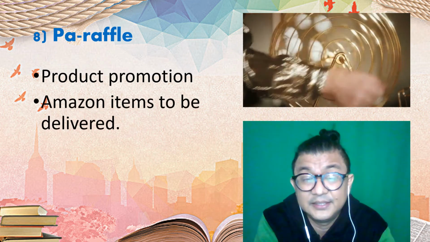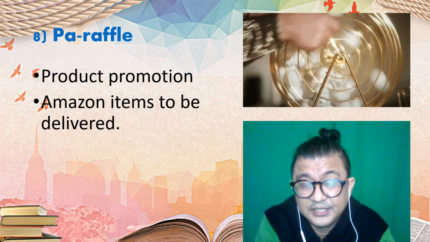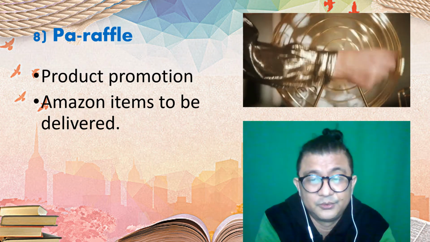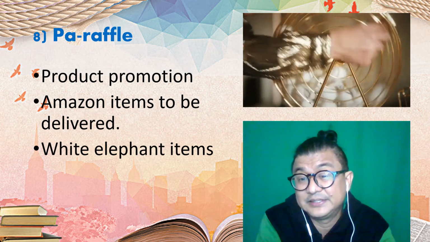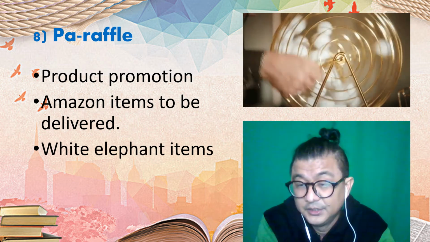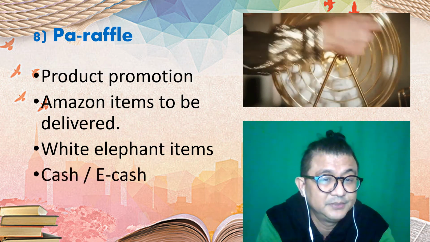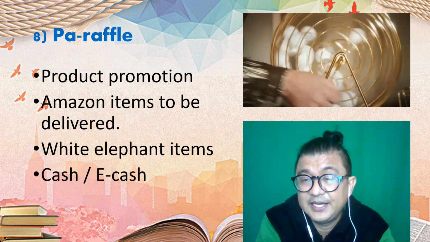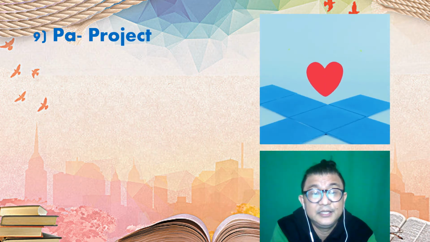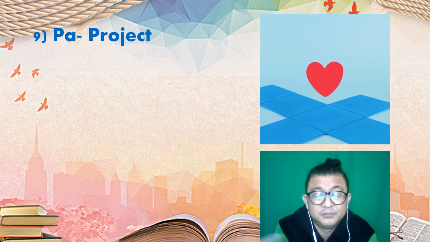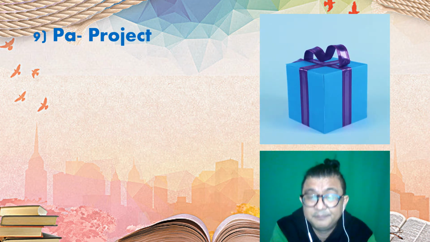Okay, Amazon items can just be delivered to the different houses or through any online stores. And then white elephant items from home could be shared to your former classmates, cash or e-cash. Okay, it's easy to share nowadays. And lastly, you could do a project. Okay, a final culminating activity. This could be discussed in the breakout rooms and then decided upon by the group.